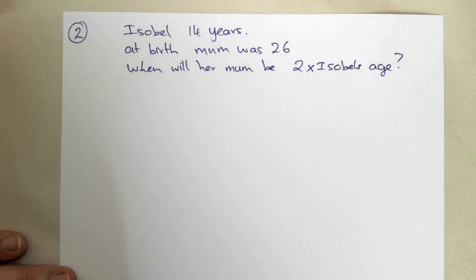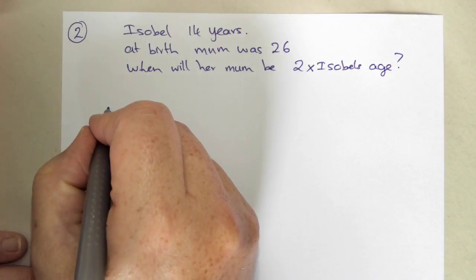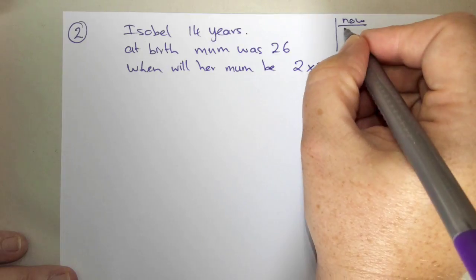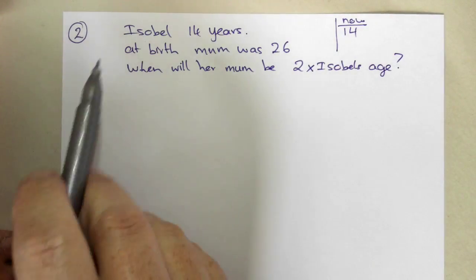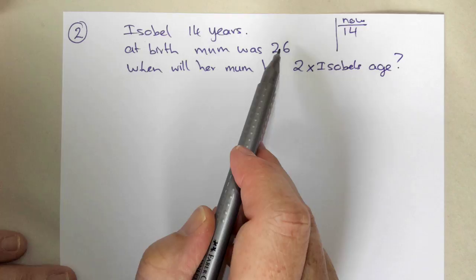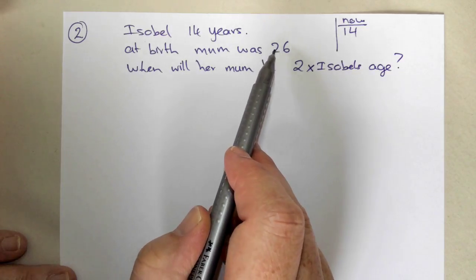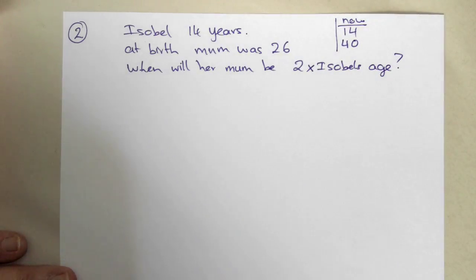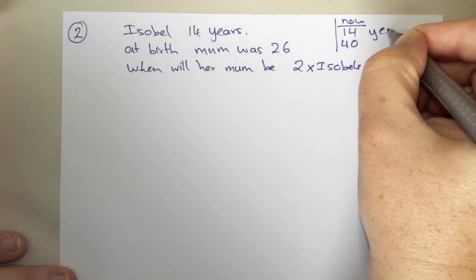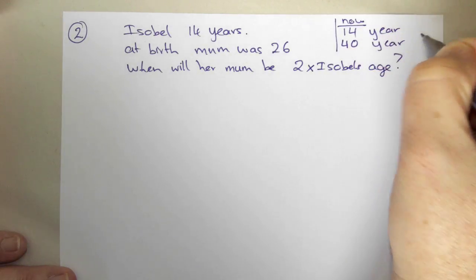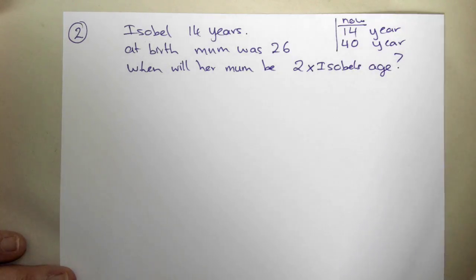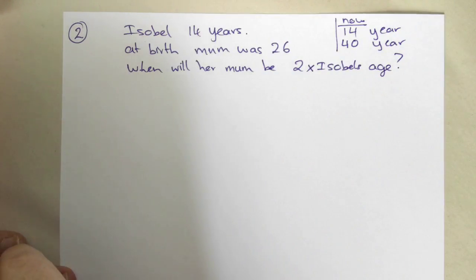So, at the moment, Isabel is 14 years old. If I think about right now, Isabel is 14 years old. So when Isabel was born, her mum was 26. So how old would that make her mum now? 26 plus the 14, it means now she'll be 40 years old. So right at the moment, Isabel is 14 years old and her mum is 40 years old. So that's what we want to start with. So that's her current age.